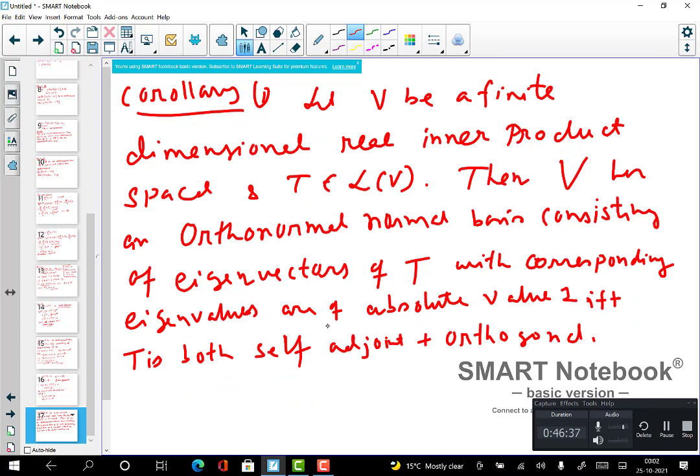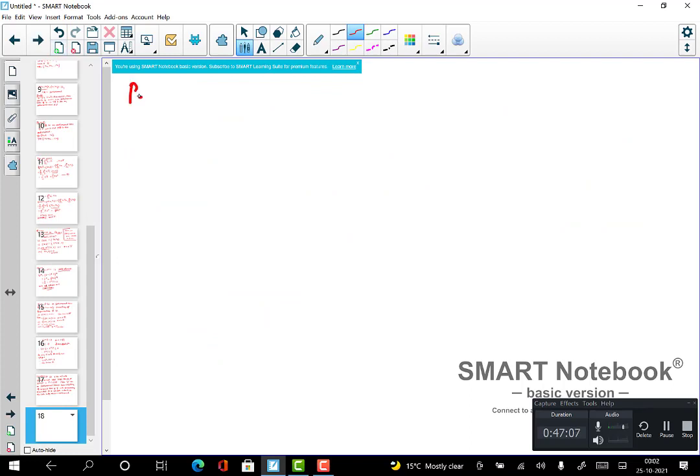So this mod 1 is actually giving the self-adjoint orthonormal. In the case of orthogonal operators, meaning over reals, what are the options? There are only two options: the eigenvalue has to be either plus 1 or minus 1. There is no other choice. But for the complex vector space, the eigenvalues can be anything on the unit circle in the complex plane. Okay, so now let us prove this.